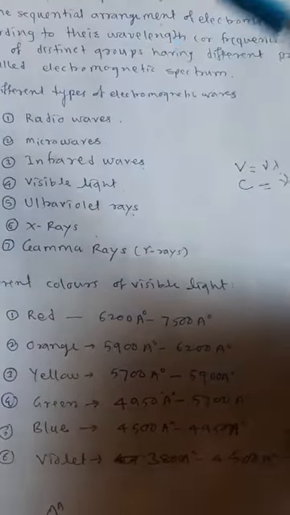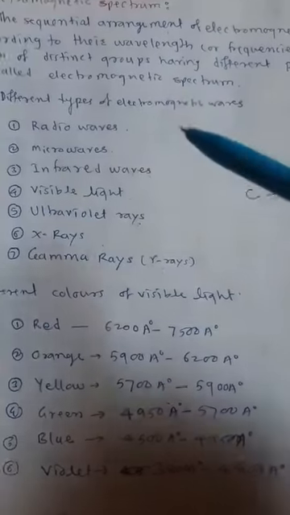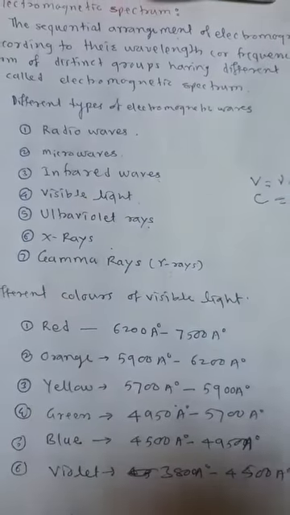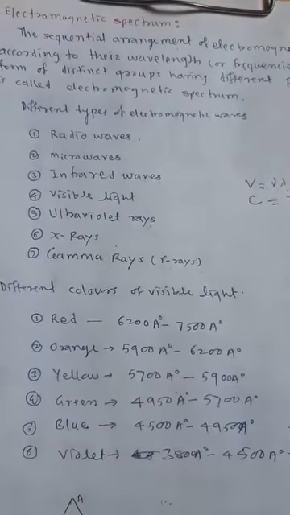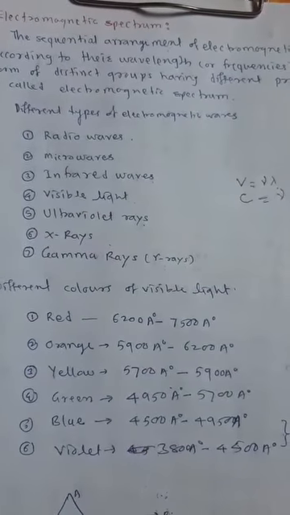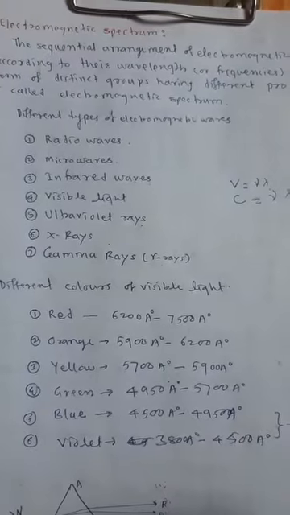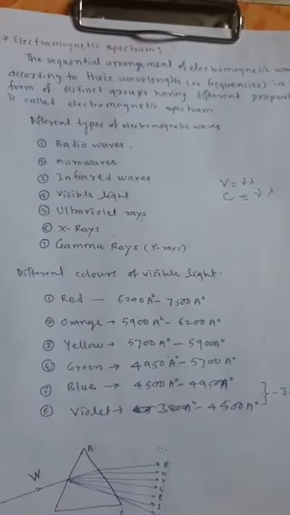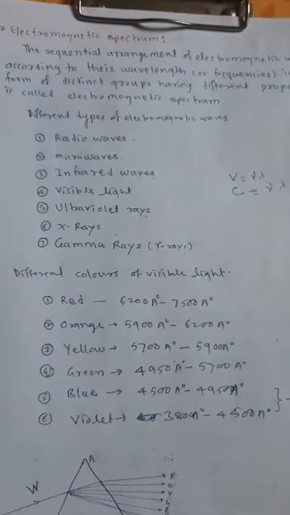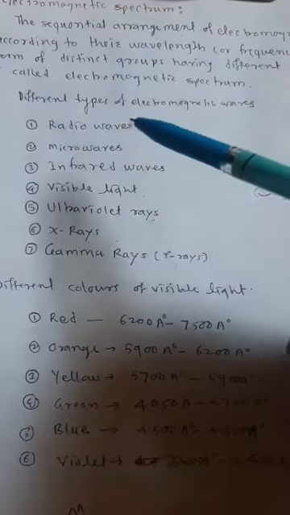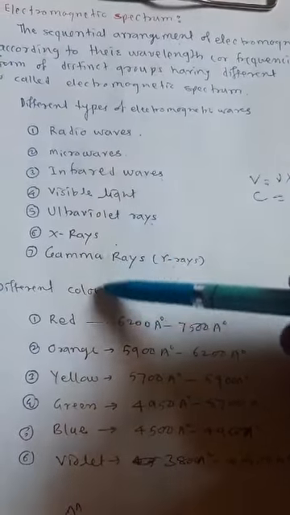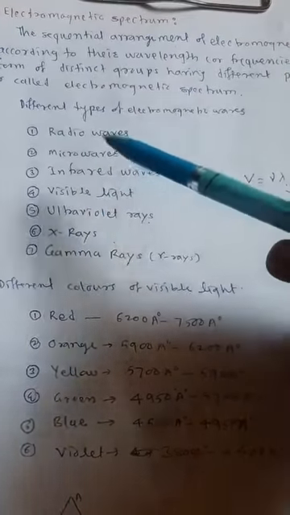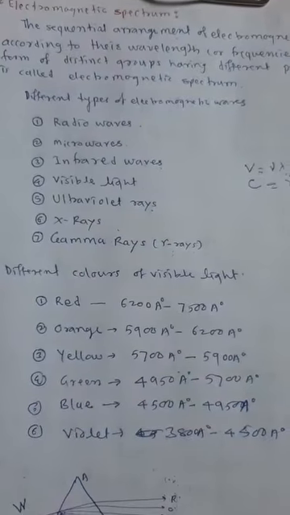This sequential arrangement of all electromagnetic waves according to their wavelength or frequency forms distinct groups having different properties, called the electromagnetic spectrum. These are all electromagnetic waves, but the properties of these waves are different from each other.